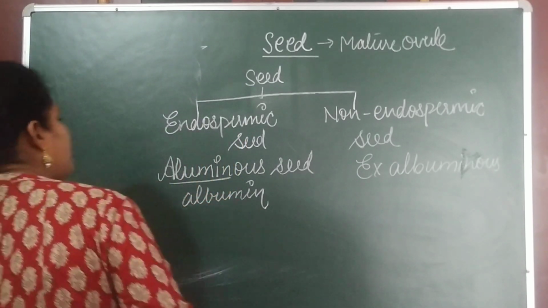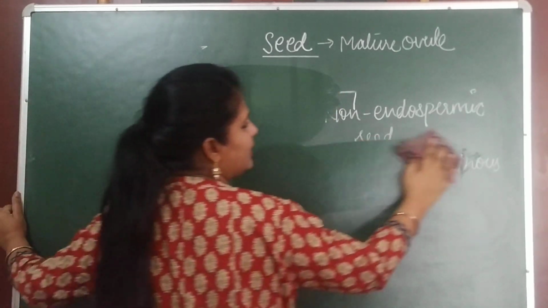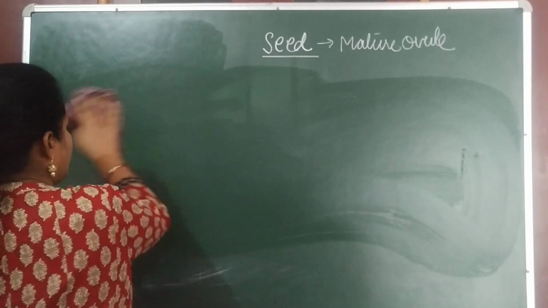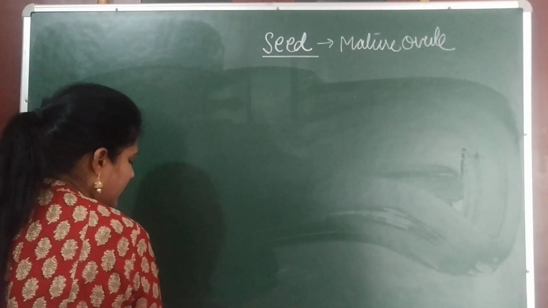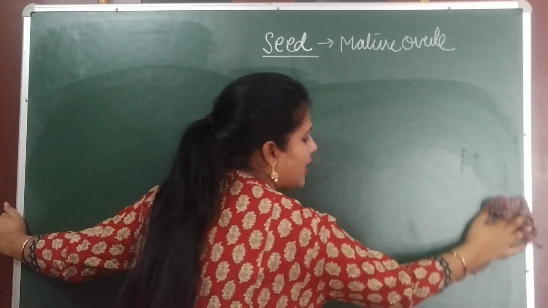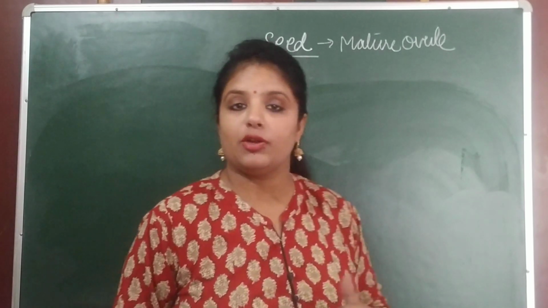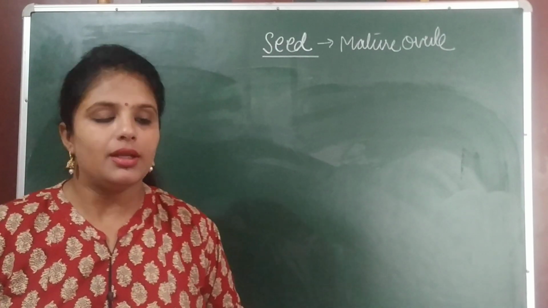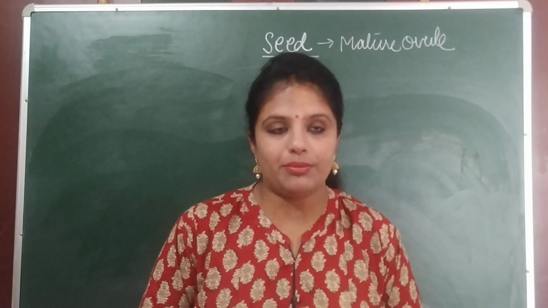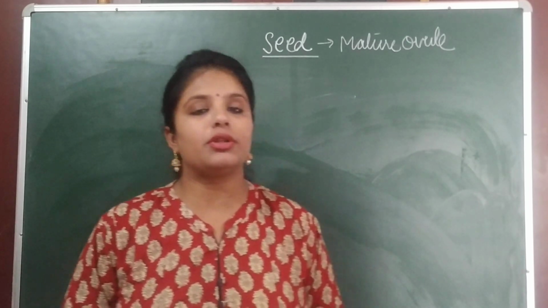Similarly, on the basis of cotyledon, what is cotyledon? Cotyledon is a leaf-like structure present in seed, which provides nourishment. Now you may get confused: just now the food was said to be stored in the endosperm, and now it is being said that it is in the cotyledon, so which one? See, seed can get food from the cotyledon as well as from the endosperm. There are two sources for the food.